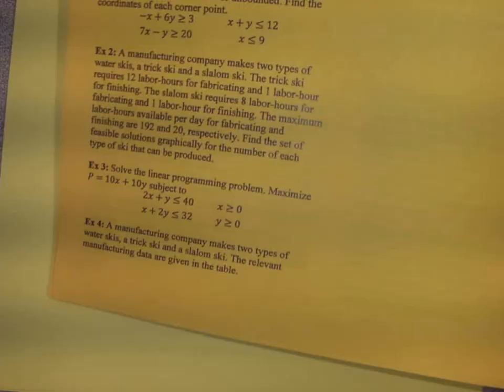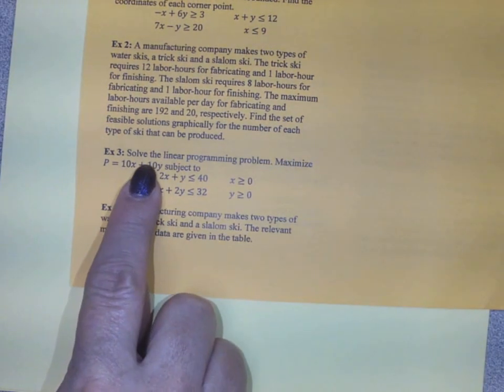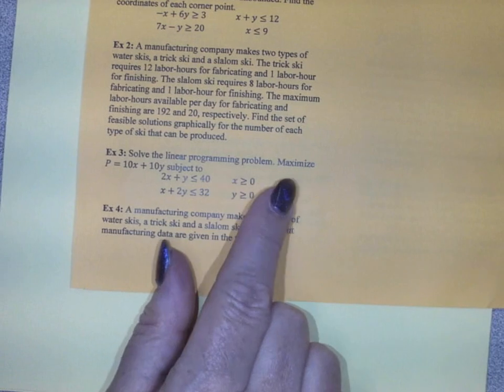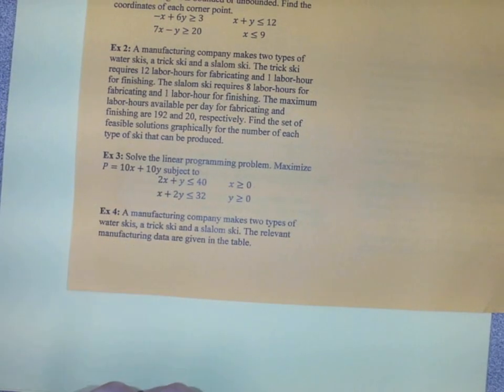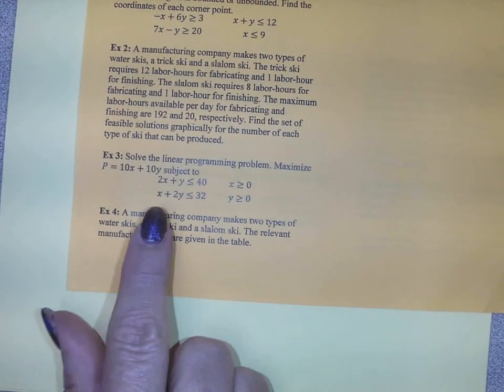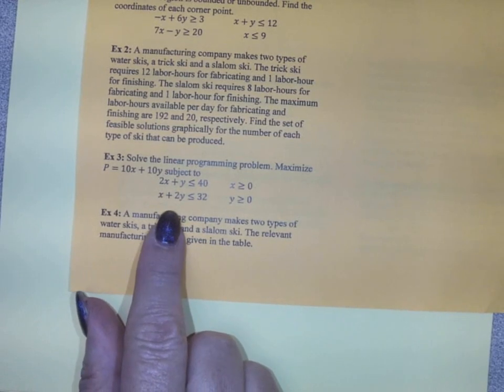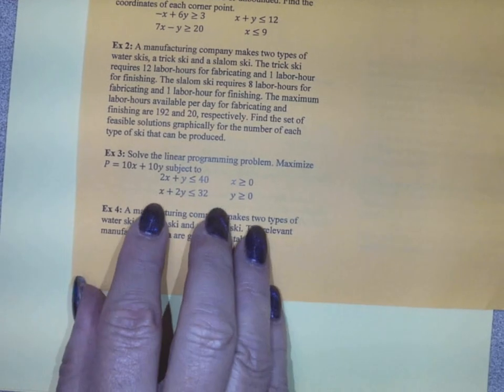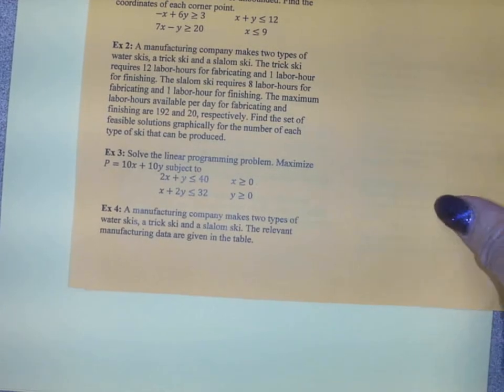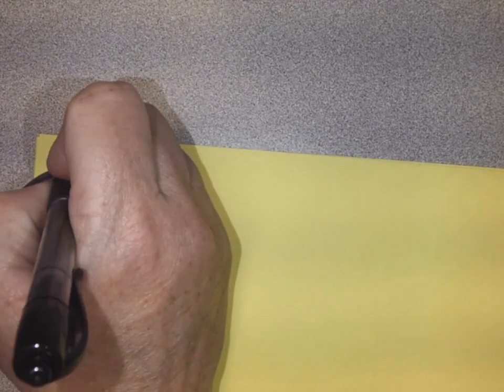So for example 3, it says to solve the system linear programming, maximize p equals 10x plus 10y subject to this. So this one includes a little bit more because we're being asked to maximize, find the maximum point. So let's go solve this one. So this will be example 3.